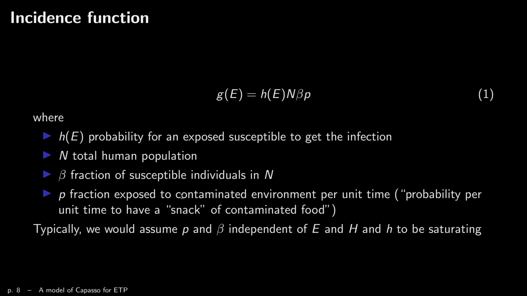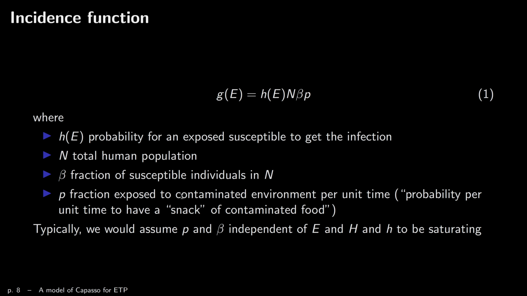Typically, the assumption is that p and beta are independent of how many pathogens are in the environment and how many humans are contaminated. Of course, you could make this more complicated. If someone is aware that there is a cholera outbreak, for example, then they might be more cautious in their use of water. So that would reduce p. But as a first approximation, he assumes that p and beta are independent of what is present.